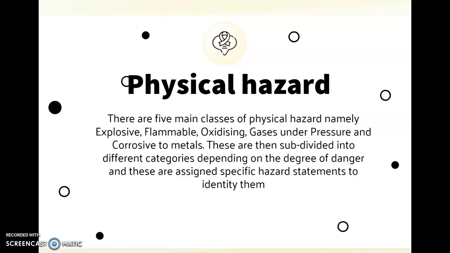We also have physical hazard. There are 5 main classes of physical hazard, namely explosive, flammable, oxidizing, gases under pressure, and corrosive to metals. These are then subdivided into different categories depending on the degree of danger, and these are assigned specific hazard statements to identify them.